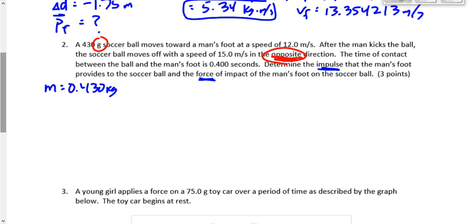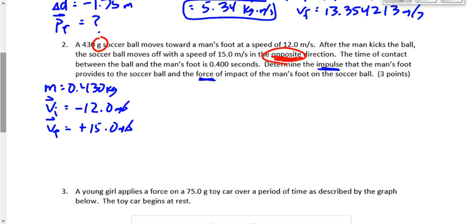Now it comes toward the man's foot with a speed of 12 meters per second. I'm going to make that VI negative 12. And I want to make the velocity of the soccer ball after it moves off positive 15 meters per second. But I could have just as easily gone the other way around.